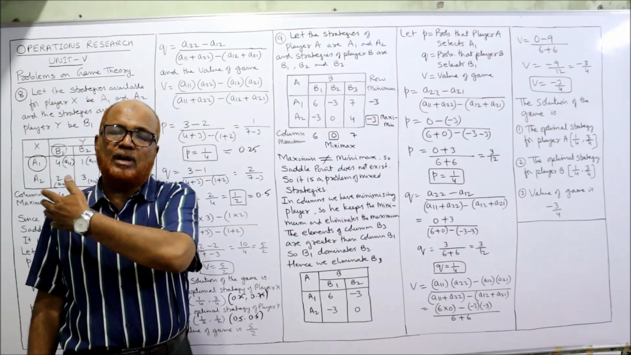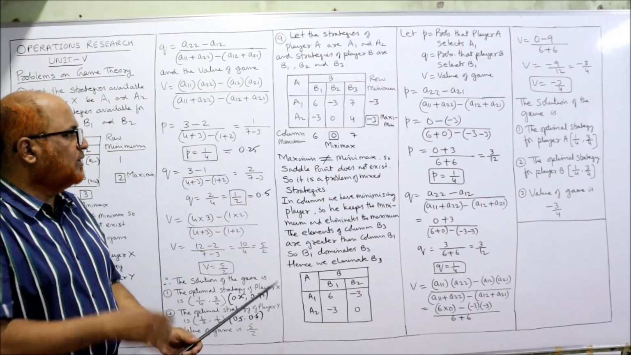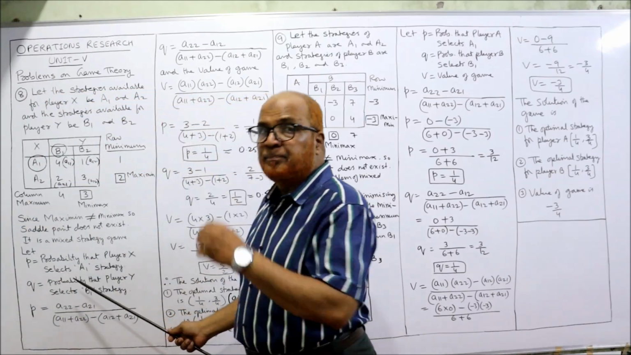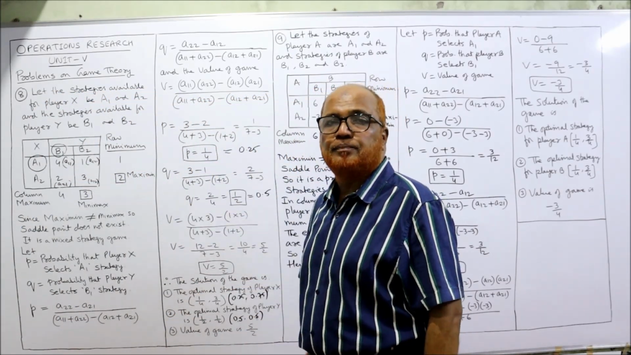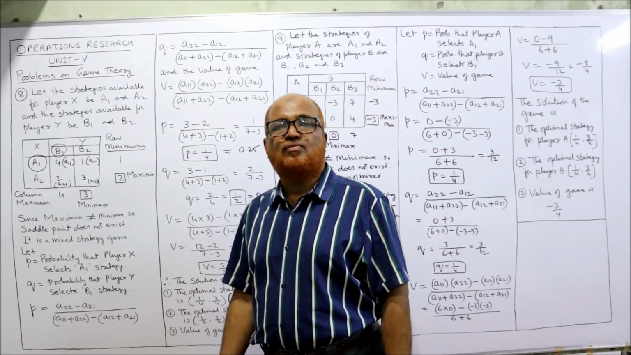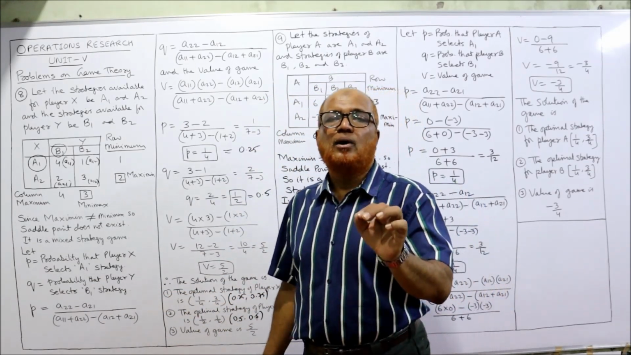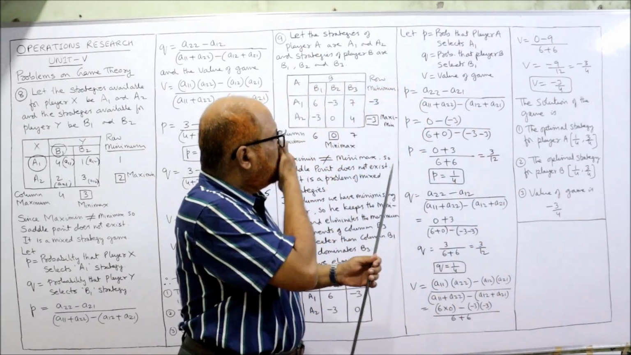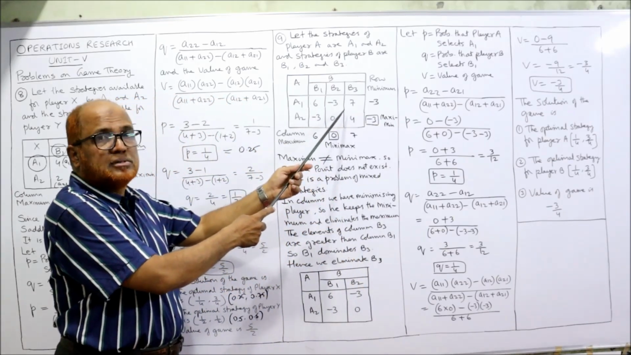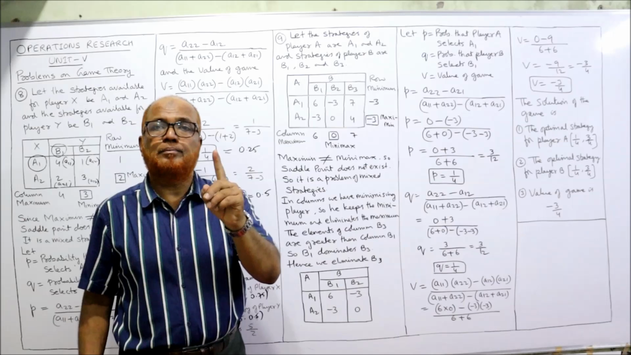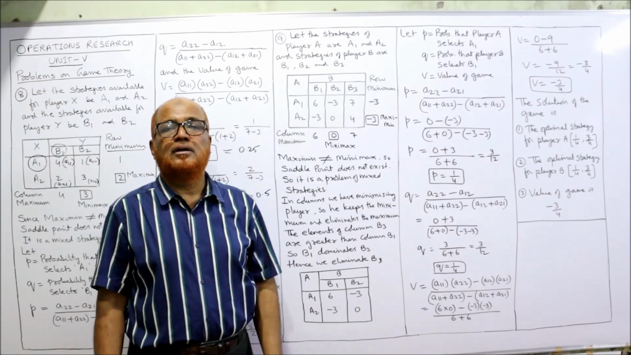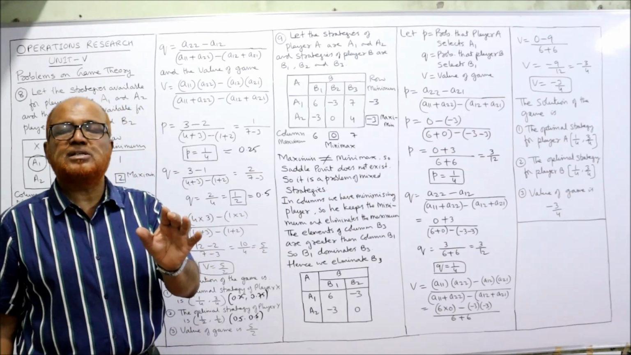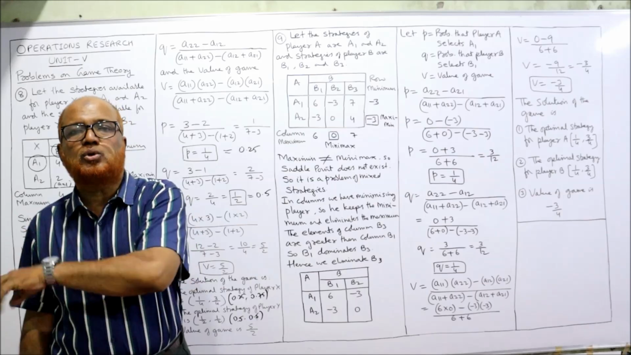Now, as usual, what we have done in the previous problem, we will suppose, but first of all, to apply this probability, we have to convert the matrix into 2x2. We can apply all these formulae, this method, only when the problem is 2x2, two rows, two columns. But in our problem, we have three columns, two rows. So we have to remove one column, then only we can apply the method. So we have to apply the principle of dominance to reduce the matrix to 2x2.